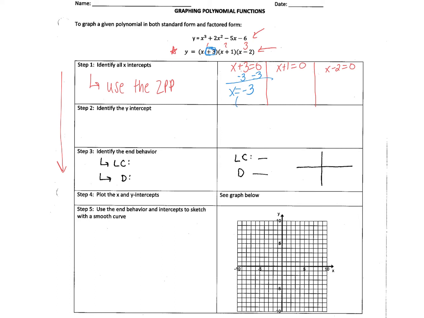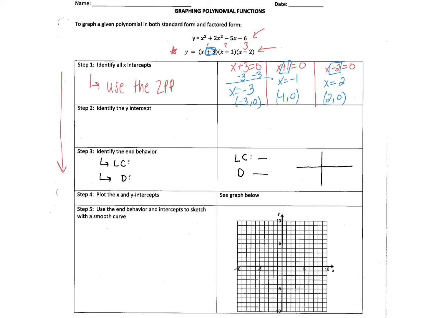And remember, I want you to go ahead and make a coordinate pair. So -3, 0. Same thing with the next one. I see that I have a +1, so I immediately know that my answer is a -1, making a coordinate pair also. And then the last one, I have an x - 2, so my answer is x equals a +2. And my coordinate pair is 2, 0.